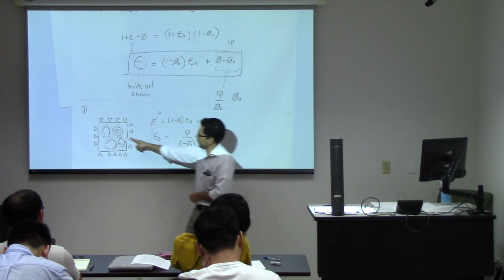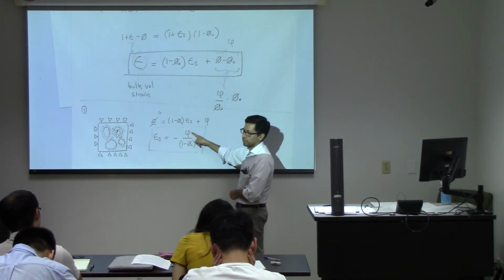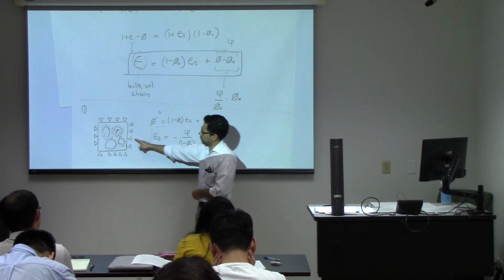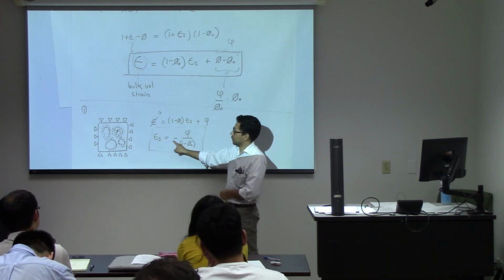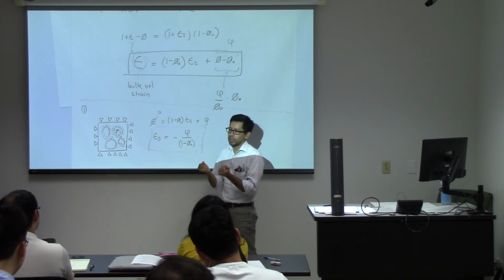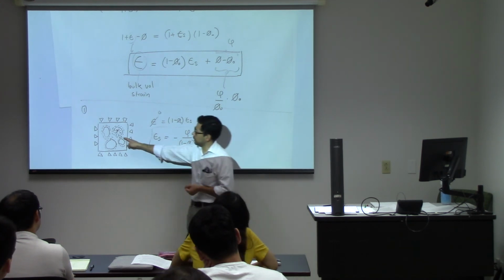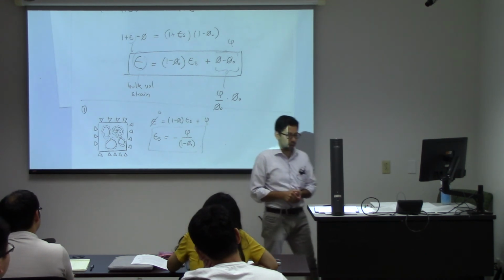If your porosity gets larger and this value is positive, what this equation tells you is that the bulk strain of the solid is going to be negative. And it's going to shrink, right? So any increase in porosity is going to come at the expense of a contraction of the solid.